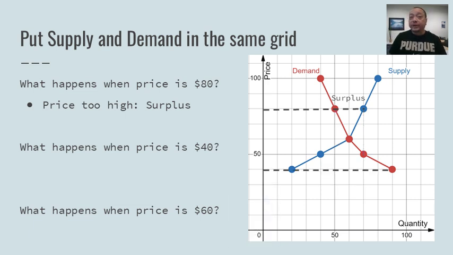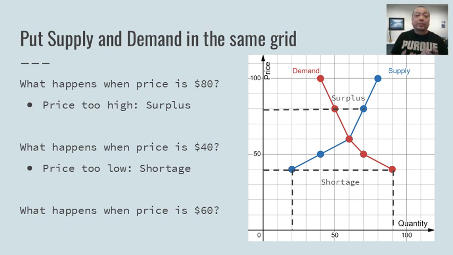At $40, we're down here. On the demand curve, the quantity demanded is 90,000 pairs of shoes. On the supply curve, the quantity supplied is at 20,000 pairs of shoes. That means at this price, people want to buy 90,000 pairs of shoes, but suppliers only bring 20,000 to market. We're short by 70,000 pairs. In fact, that's what economists call it. They call it a shortage. When the price is too low, there's a shortage.